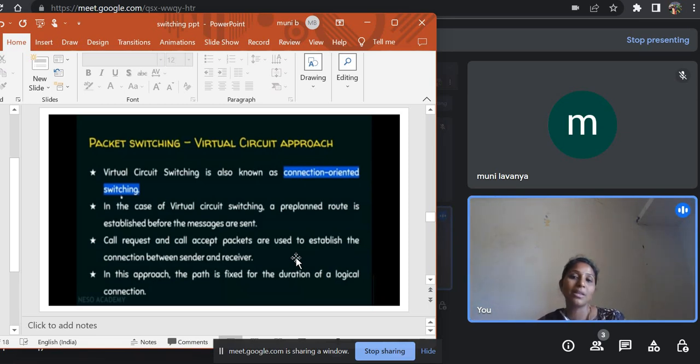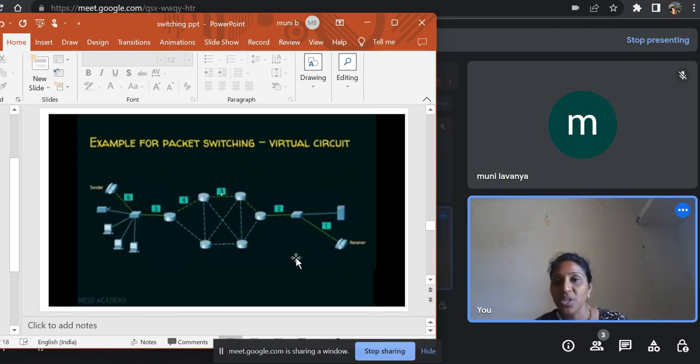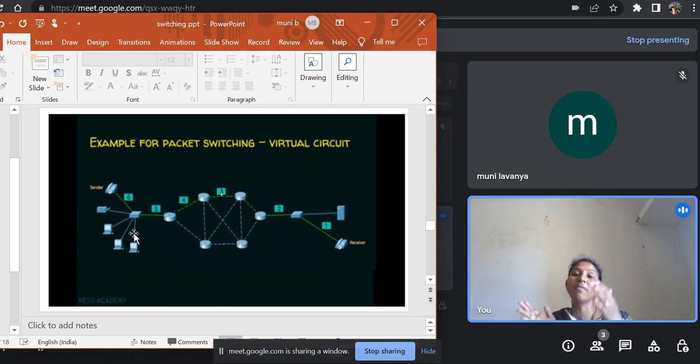How it is going to transmit the data in the virtual circuit approach, now I will show you. Yes, so here in this packet switching, first it is going to divide the data into individual packets.